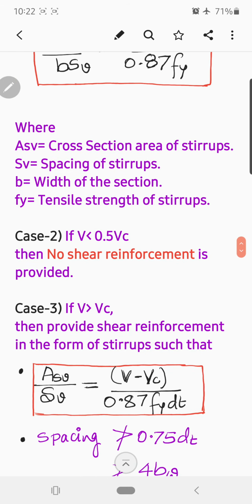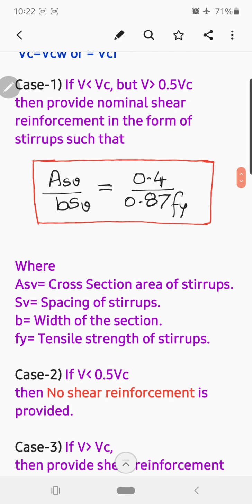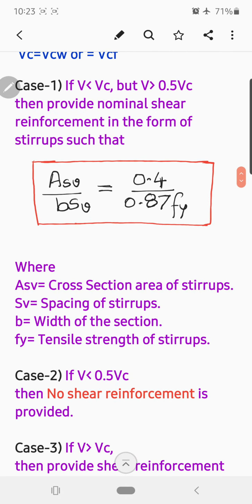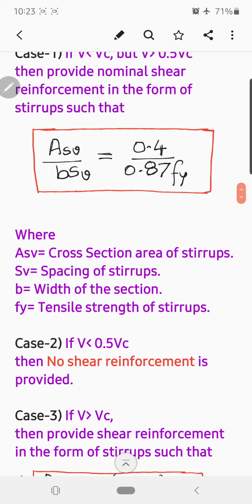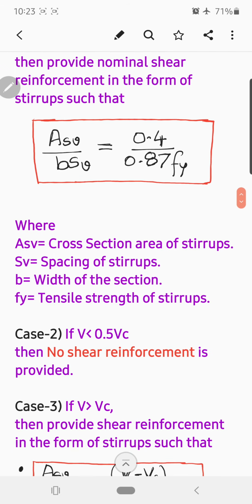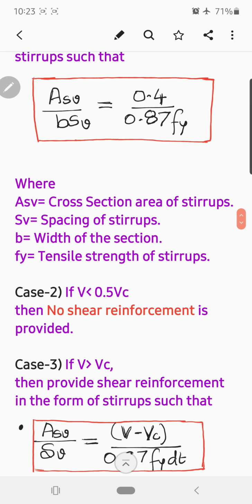Under case 2, V is less than Vc, and V is less than 0.5 times Vc. So that means the shear force is less than 50% of the shear resistance. So then no shear reinforcement is required.